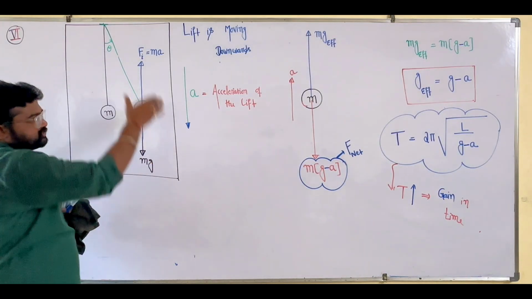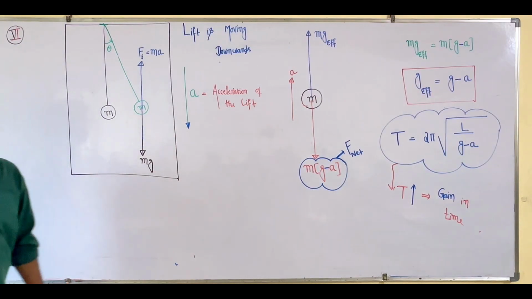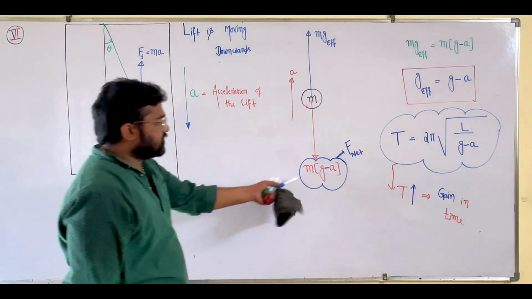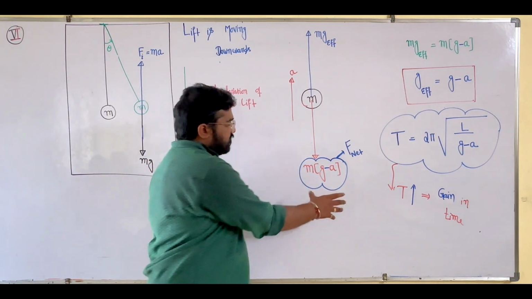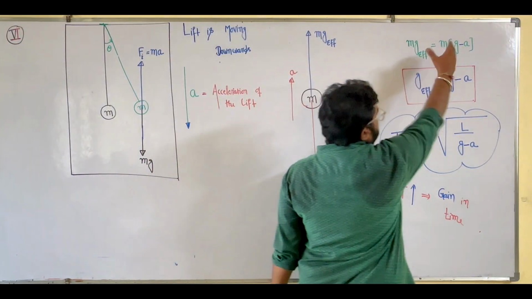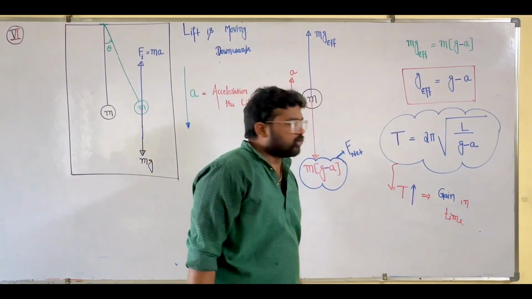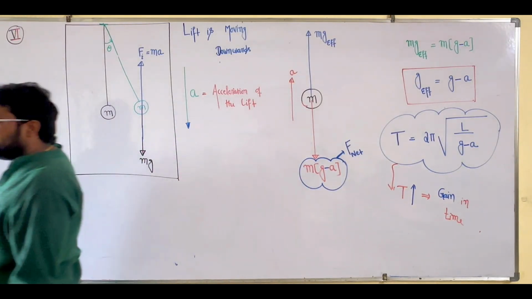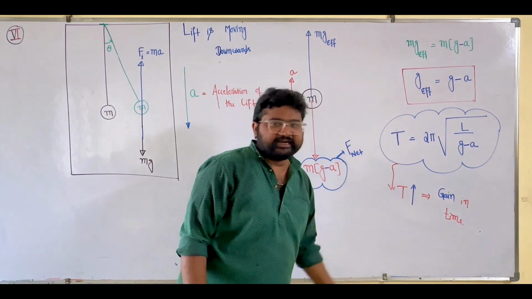So the lift is moving downwards, the acceleration of the lift is downwards, and the inertia force is acting upward. What is the F net? M into G minus A. F net is balanced by Mg effective. Mg effective equals M into G minus A, so G effective equals G minus A. T equals 2 pi square root of L by G minus A. So here, gain in time.